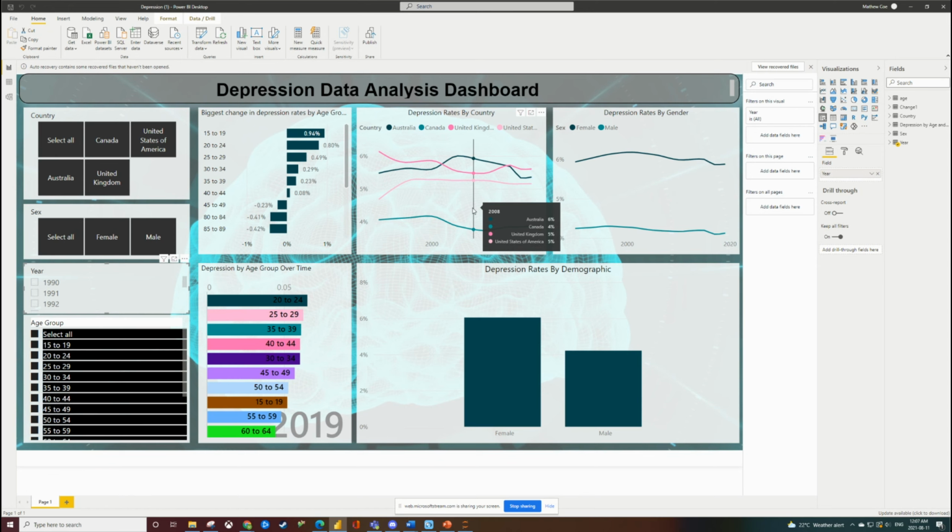So originally we assumed that depression was going up over the years, just due to the media. However, we quickly realized that the depressive rates were staying the same. So we wanted to dig a little bit further and see if that's true for all demographics.